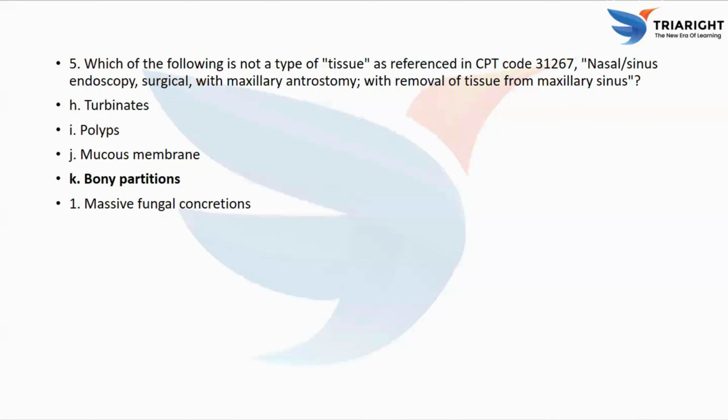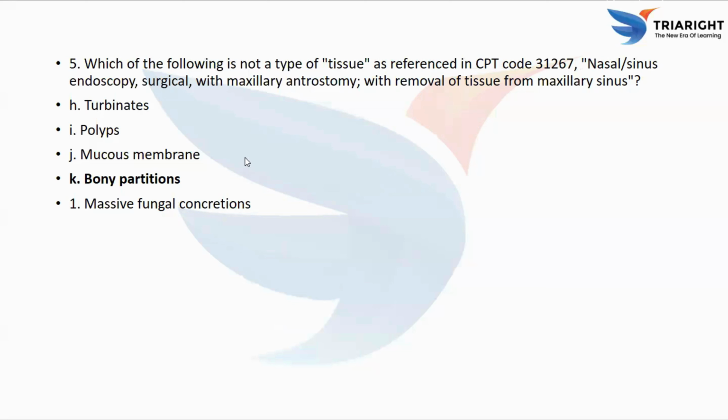And the last example is, which of the following is not a type of tissue as referenced in CPT code 31267? So the options are turbinates, polyps, mucous membrane, bony partitions and massive fungal concretions. So the correct answer is bony partitions.